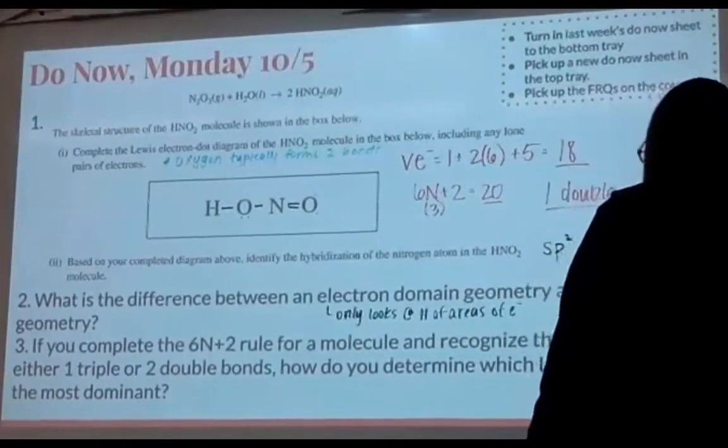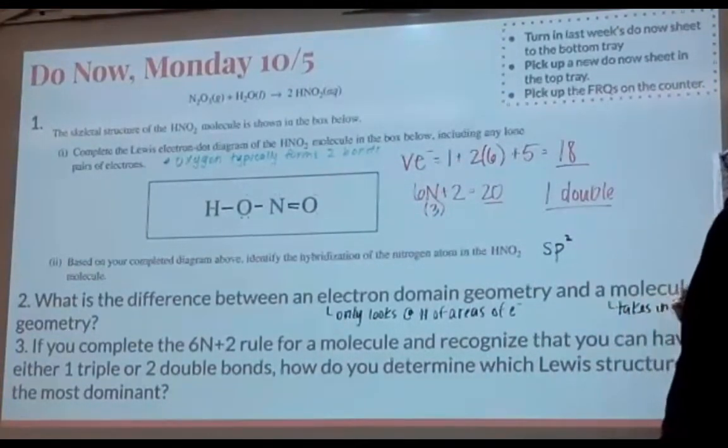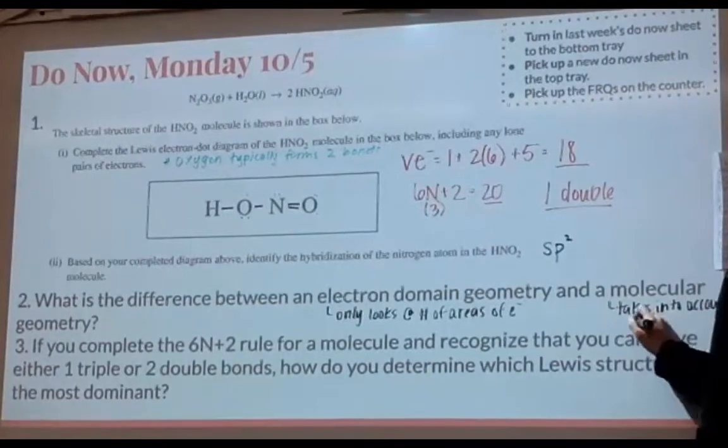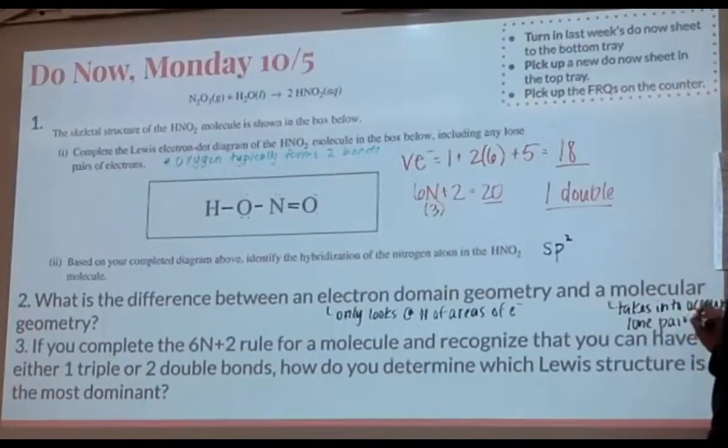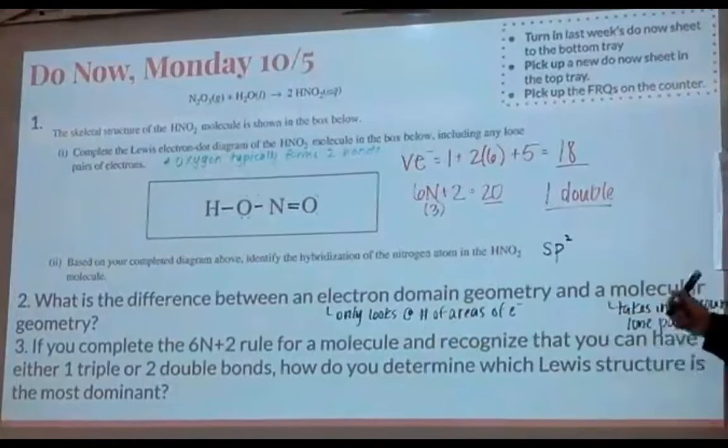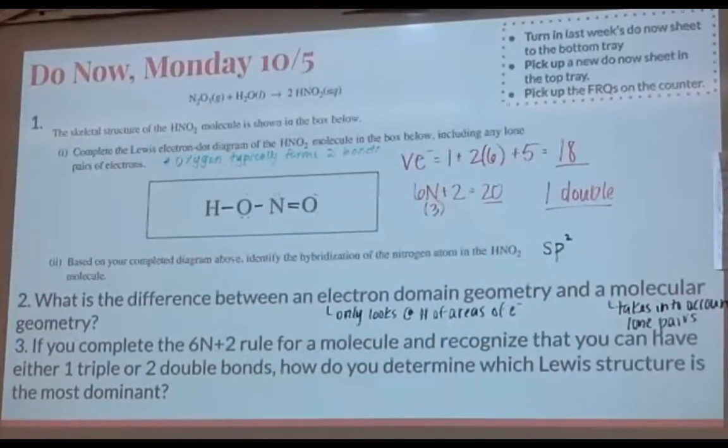And molecular geometry takes into account lone pairs, and we're looking at how the shape of just the atoms changes. So with electron domain geometry, we're only looking at the number of areas of electrons around. This is a fundamental shape. Molecular geometry then takes into account the lone pairs and looks at how the shape of just the atoms changes. So the molecular geometry is some sort of derivation of the fundamental shape.